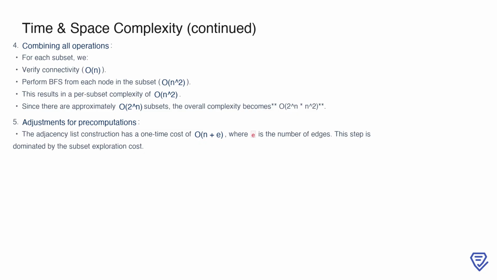Additionally, we account for the one-time cost of constructing the adjacency list for the graph, which takes n plus e, where e is the number of edges. However, this pre-processing cost is negligible compared to the exponential growth in the subset exploration, so the dominant factor in the overall time complexity remains 2 to the power of n asterisk n squared.